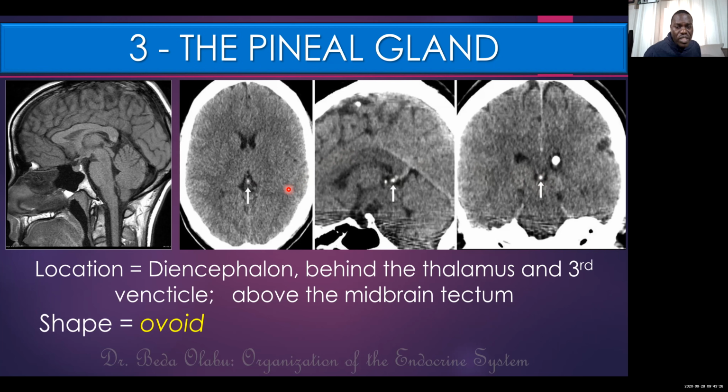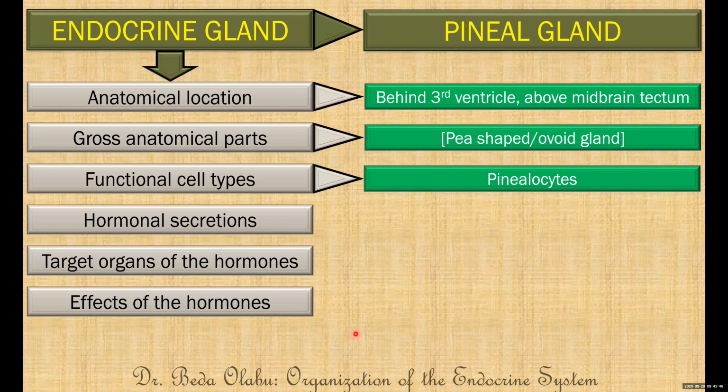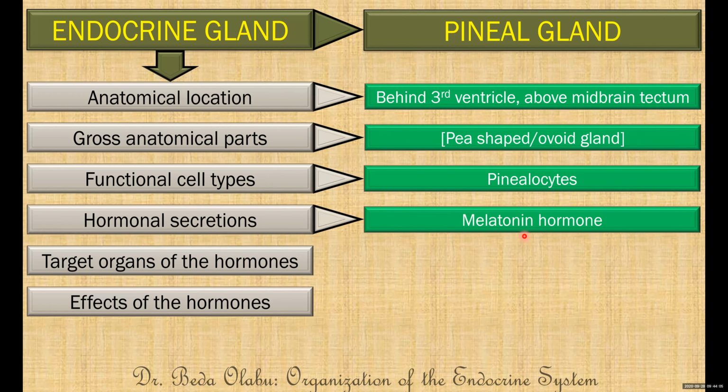We may not talk much about the gross parts, but overall, it's ovoid or pear-shaped, and the type of cells within the pineal gland are called pinealocytes. Okay, so this we've said so far. We've talked about the location, the overall shape, and the cell types. Now the hormone that the gland secretes is melatonin hormone.